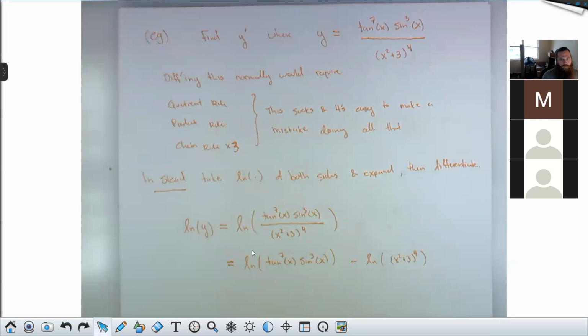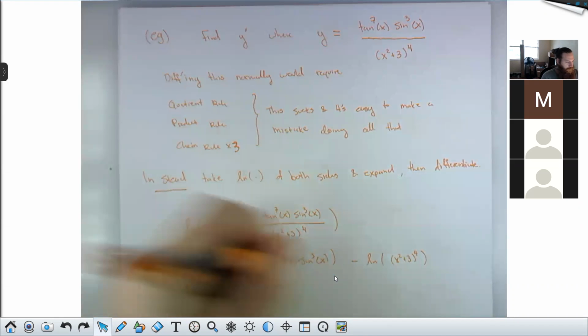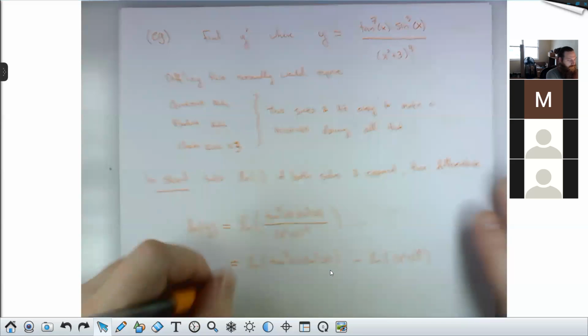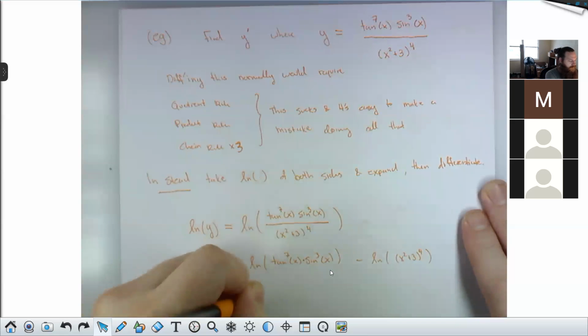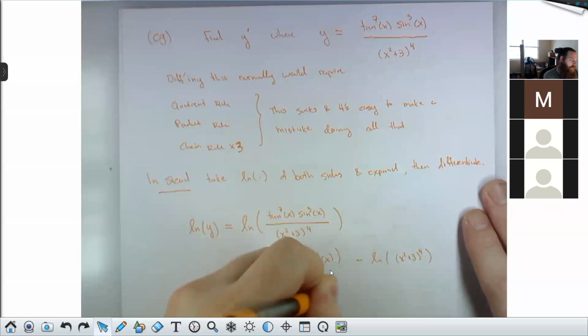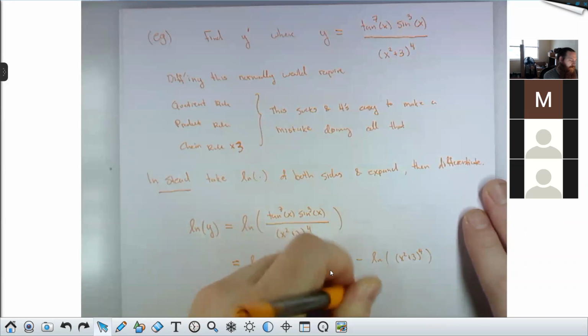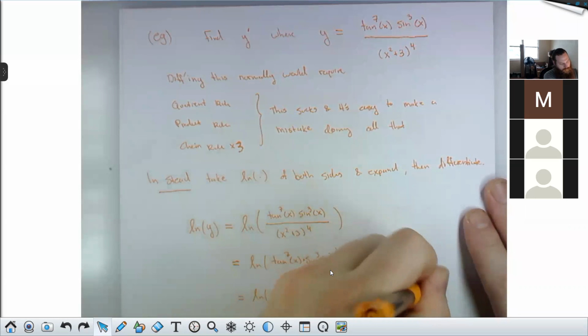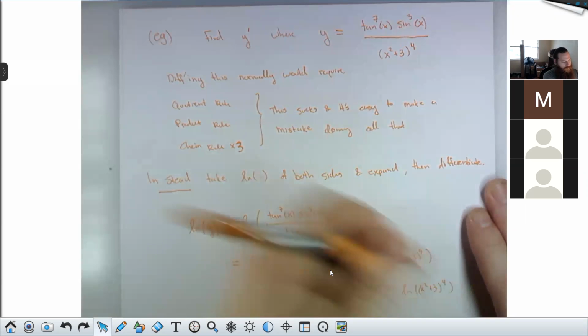And now I've got some more rules I can apply. This piece, if you have a log of a product, the ln of a times b is the ln of a plus the ln of b. So that's the ln of tangent to the 7 plus the ln of sine cubed. And then I still have this ln of x squared plus 3 to the 4.